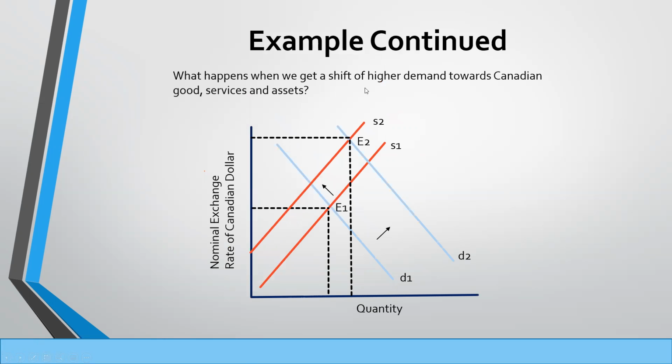So what happens when we get a shift of higher demand towards Canadian goods, services, and assets? Well, like I said earlier, if more people are demanding Canadian goods, services, and assets, they'll have to convert their currency, and there'll be a demand on Canadian currency. So as we can see, we'll get a demand shift right, and then we'll get a supply shift left. And so this will cause an equilibrium exchange rate to increase, as we can see here. So once again, the demand will move to the right and the supply will move to the left when we have a shift of higher demand towards Canadian goods, services, and assets.